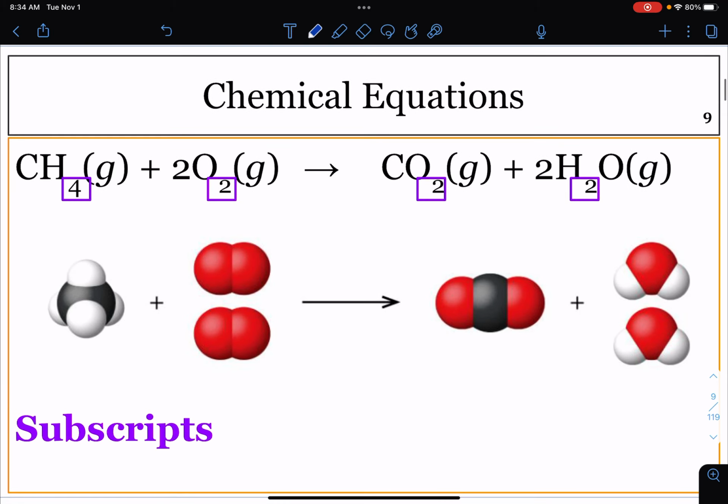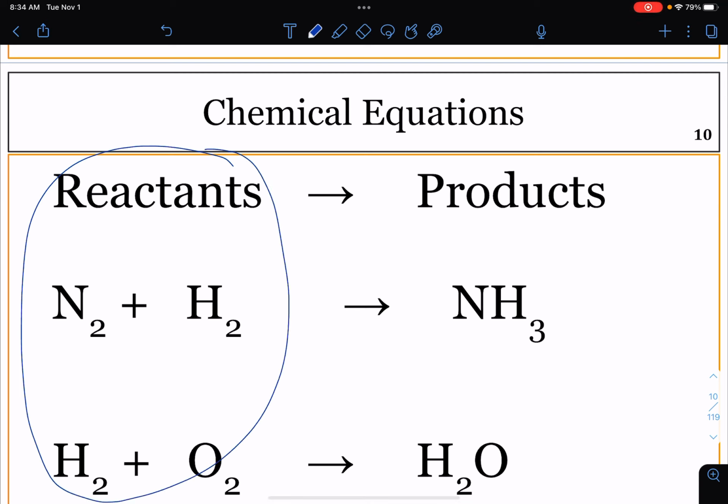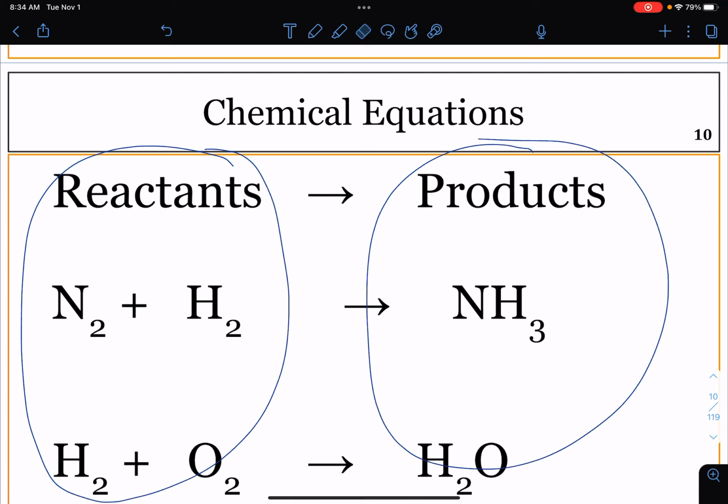The little numbers after an element in the molecule are subscripts, and we should be very familiar with these already. The 4 here means that we have 4 hydrogen atoms chemically bonded to one carbon atom in this molecule. This 2 means that we have 2 oxygen atoms chemically bonded together to make an O2 molecule. Again, we have reactants on the left-hand side and products on the right-hand side.